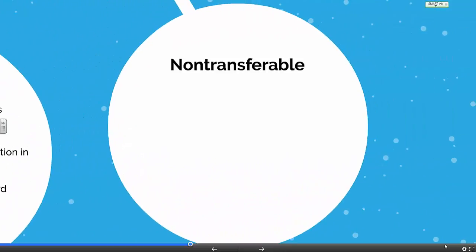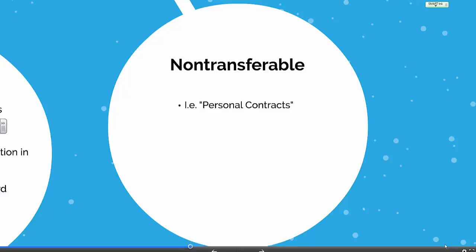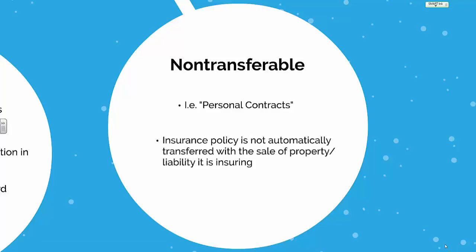Also, insurance contracts are non-transferable. In other words, they are personal contracts between the insured and the insurance company. This means that an insurance policy is not automatically transferred with the sale of property and the liability it is insuring. So, for example, if you sell a home, the new homeowner can't acquire the insurance policy already associated with that property. On the other hand, an insurance policy actually can be sold to another insurance company. In other words, be transferred from one insurance company to another. The insured has to be notified about this transfer, but they don't have to agree to it.